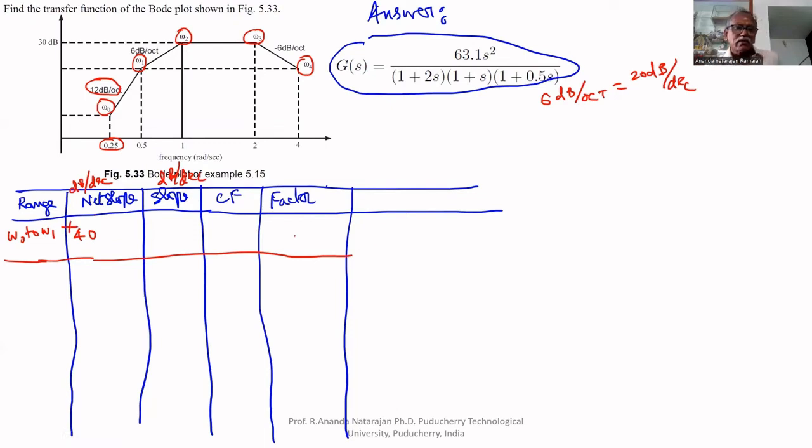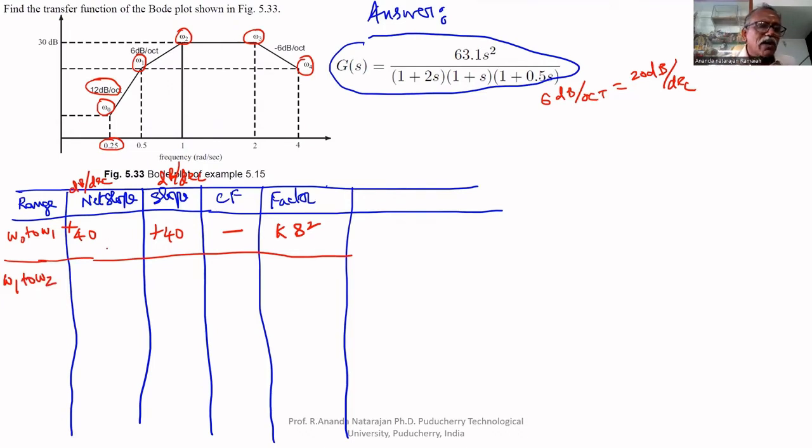Therefore, what is the net slope? Plus 40. What is the corner frequency? None. Ks square. So 40, that's why Ks square. The numerator is squared because the slope is positive. That's all. Then omega 1 to omega 2.